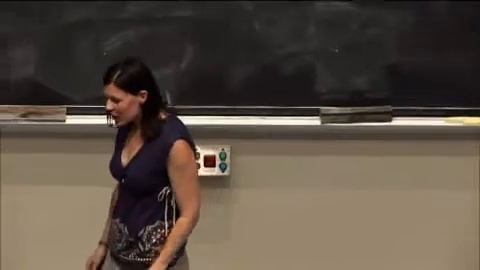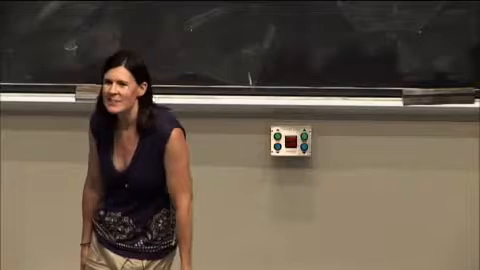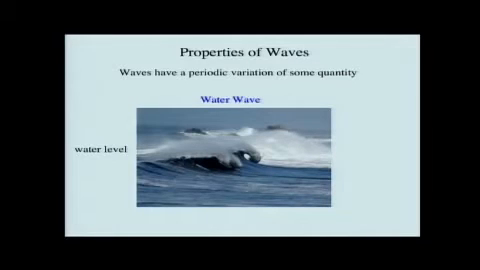So we'll start with thinking about some properties of waves that are going to be applicable to all waves that we're talking about, including light waves. The easiest kind of waves for us to picture are ocean waves or water waves, because we can, in fact, see them, but they have similar properties to all waves.